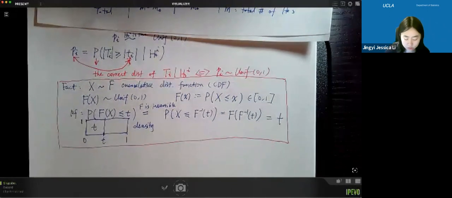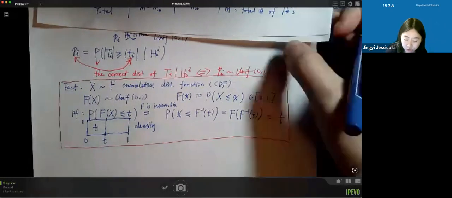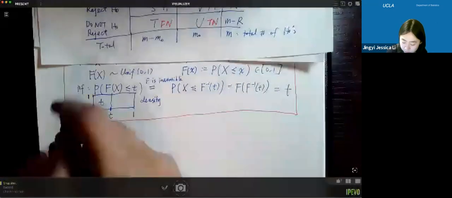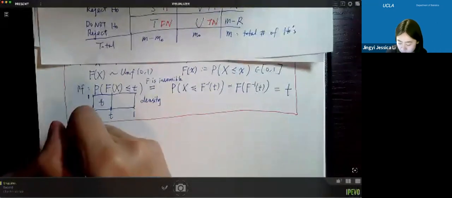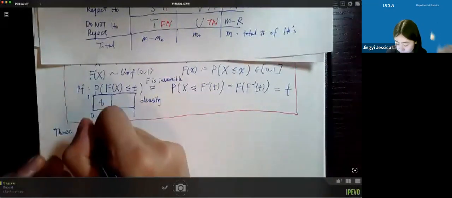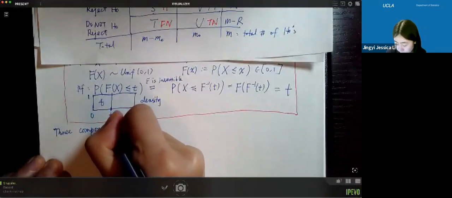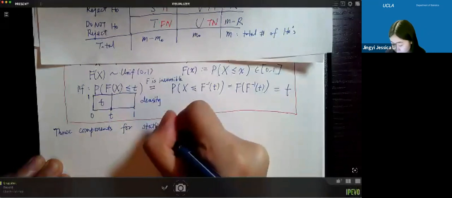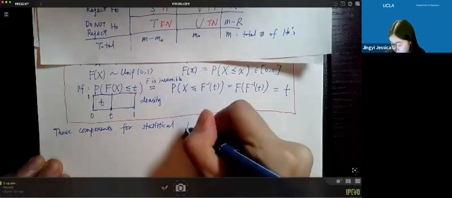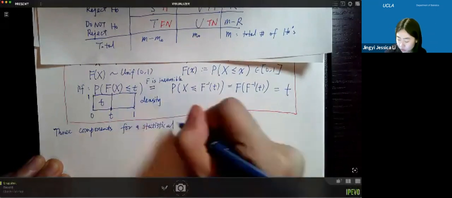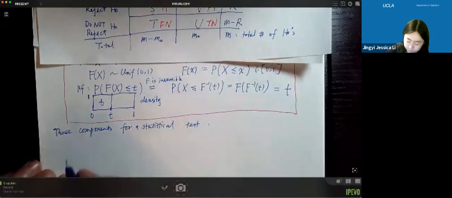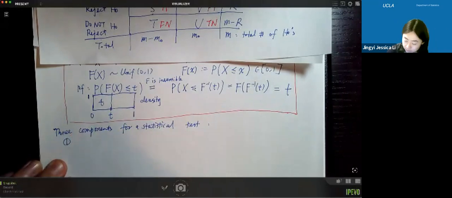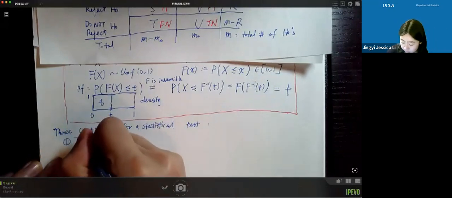Okay, so just to summarize, there are three essential components for a valid statistical test. The first one is that you need to specify the test statistic.